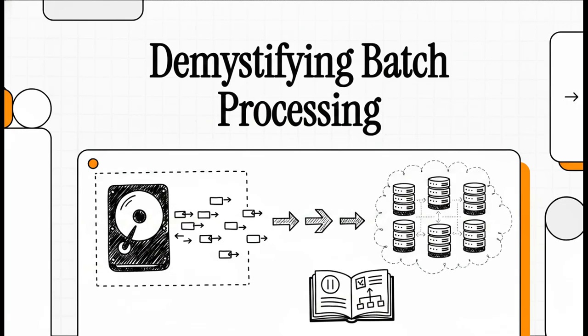Welcome to The Explainer. Today, we're diving straight into Chapter 11 of the acclaimed book, Designing Data-Intensive Applications. We are going to explore the core mechanics of how modern systems process massive, bounded datasets.